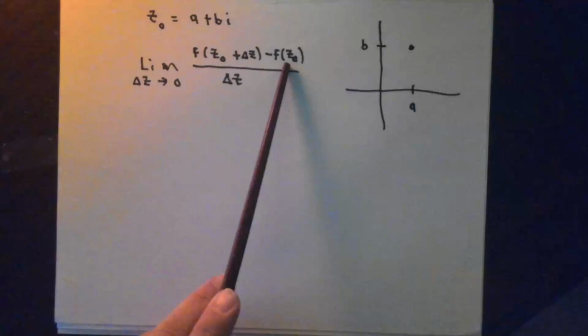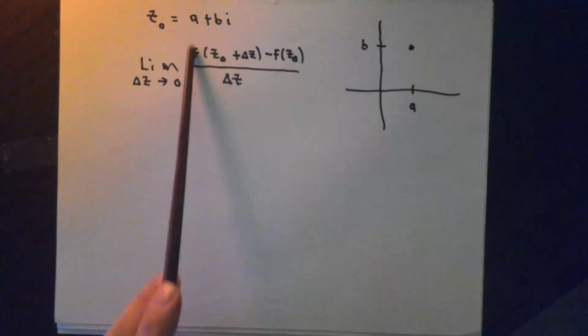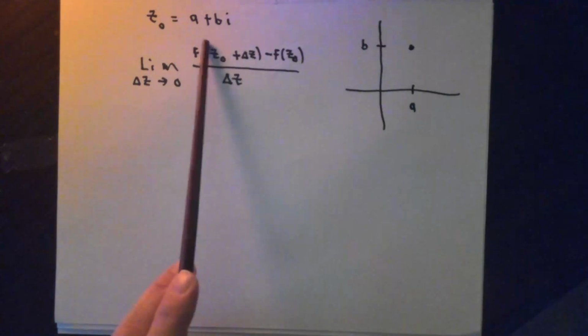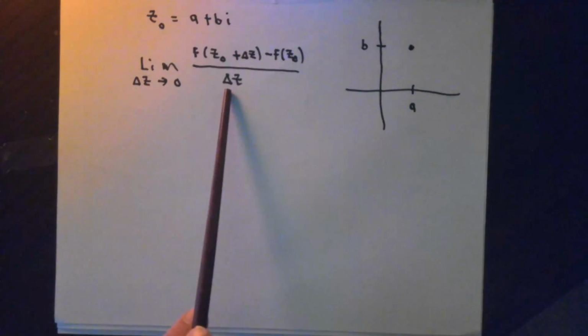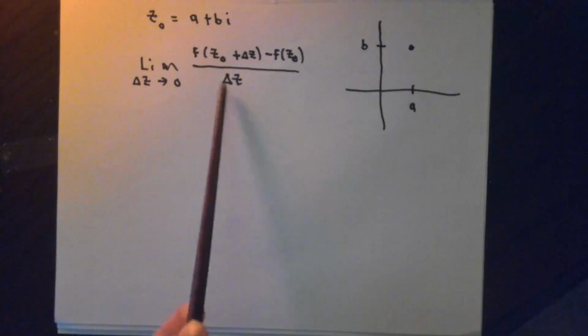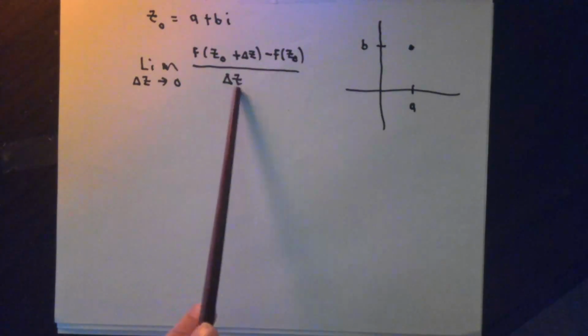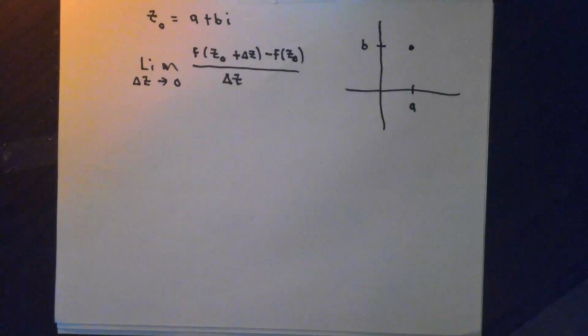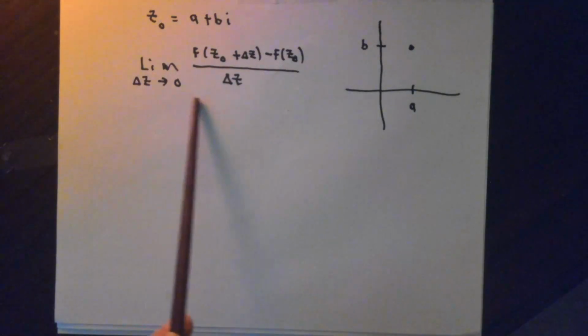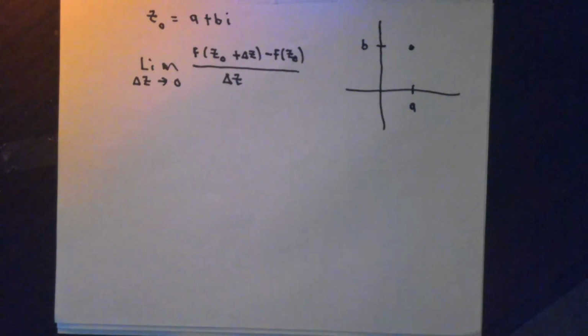This is a complex number. We know how to subtract complex numbers. Delta z, generally speaking, is a complex number, but we have established how to divide complex numbers, so that's not an issue for us either. If this limit exists, I'm going to create an abbreviation for it.